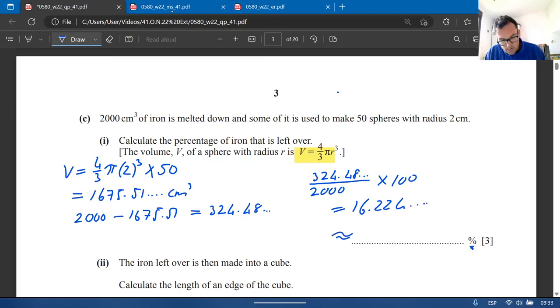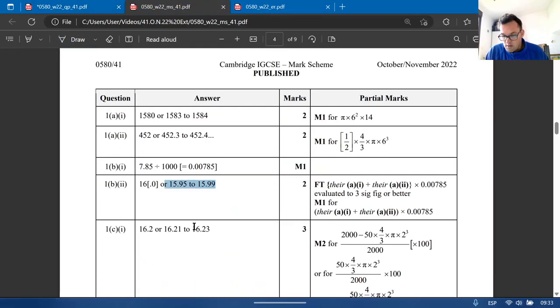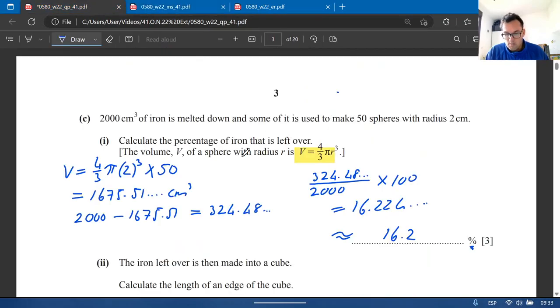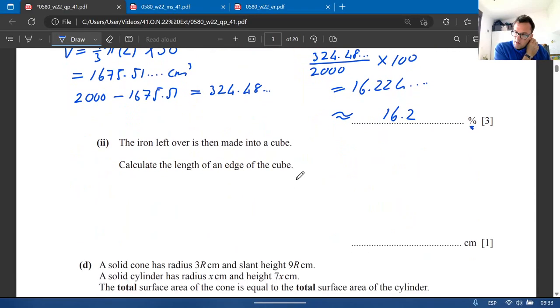16.224, etc. Now we can round it to three significant figures, 16.2%. Okay, there we go, 16.2. Or the unrounded answer is also good. And they show here what I've done just in one big calculation, but I've broken it down into smaller pieces, so it's a bit more clear.